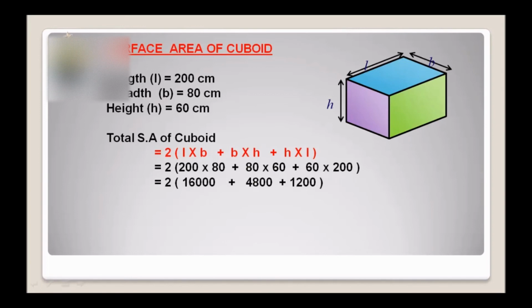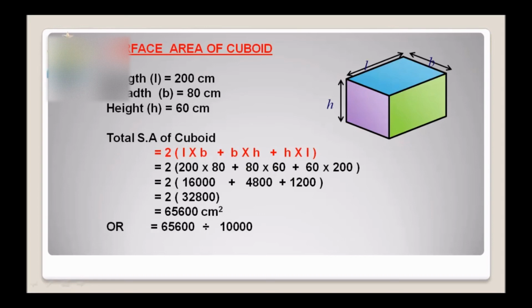So first of all, multiply using law of multiplication. Multiply 80 with 200, 60 with 80, 60 with 200. So we will get 16,000 plus 4,800 plus 12,000 within the brackets. Now add all the numbers within the bracket. It will be 32,800, and we will multiply it by 2. We get 65,600 centimeters square. We know that surface area is always calculated in centimeters square.